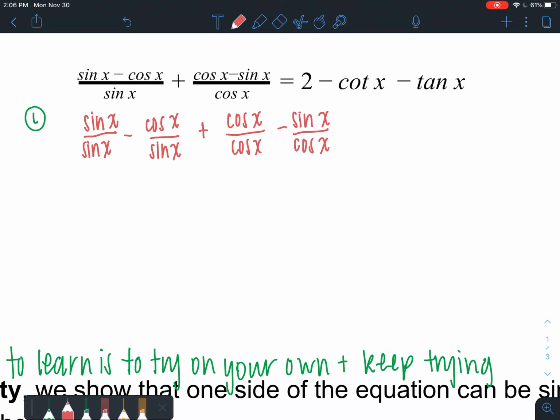So sine of x over sine of x is equal to 1. Cosine of x over sine of x is equal to cotangent of x. Cosine of x over cosine of x is 1, and sine of x over cosine of x is tangent of x. If we combine these like terms, we get 2 minus cotangent of x minus tangent of x. And we are done because we got what we wanted on the right side.